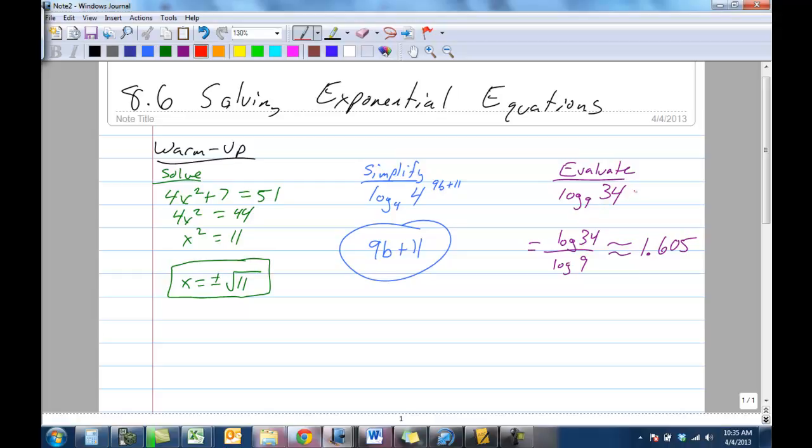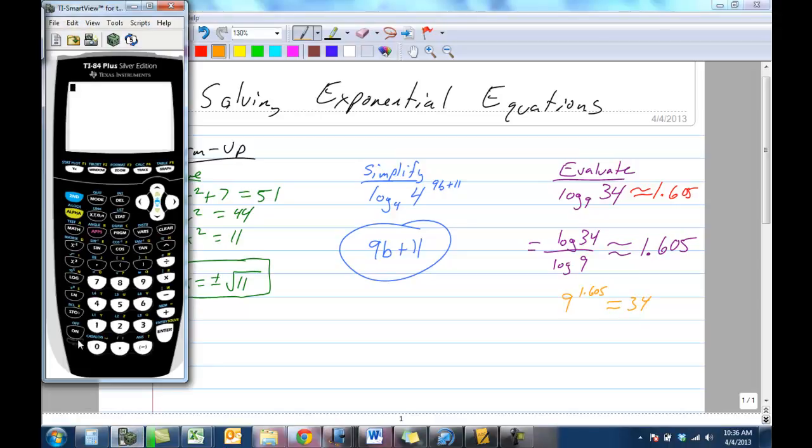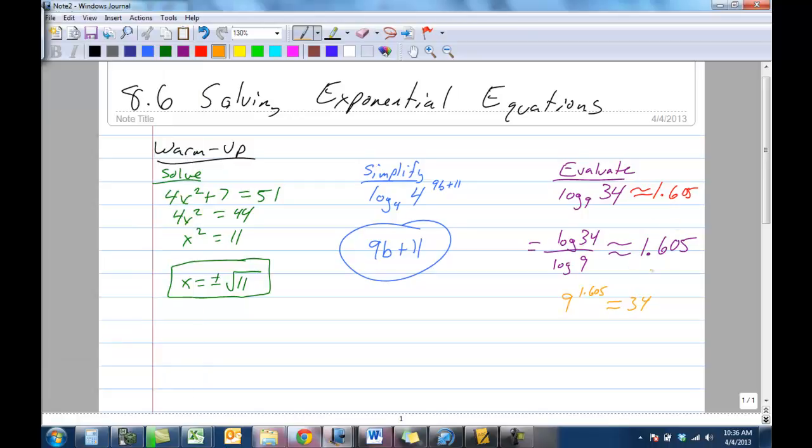Hey, check this out. So we're saying that log base 9 of 34 is approximately 1.605. If we were to write this in exponent form, what would this be? This would be 9 to the 1.605 is approximately 34. Let's see if that's true. Put that in your calculator. You get 9 to the 1.605. Boom. That's pretty close. That's pretty doggone close to 34, right? So this is our solution.